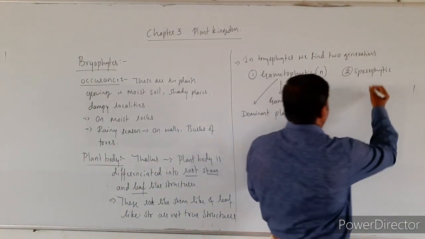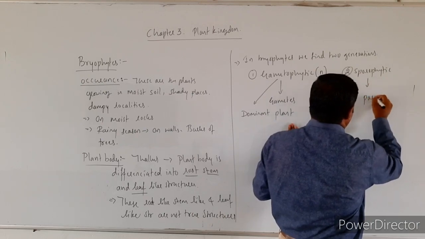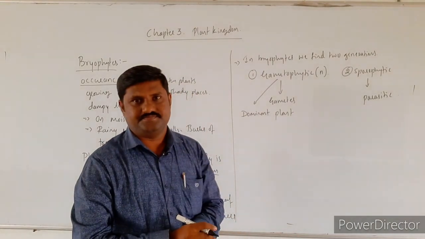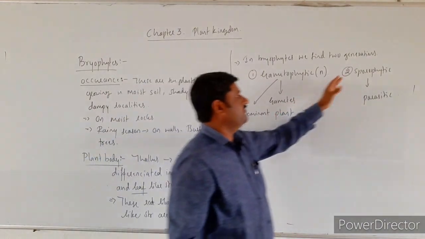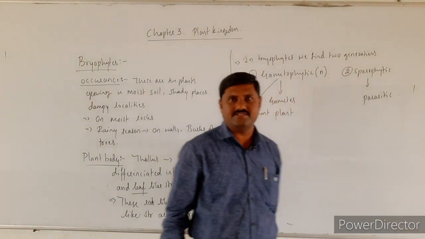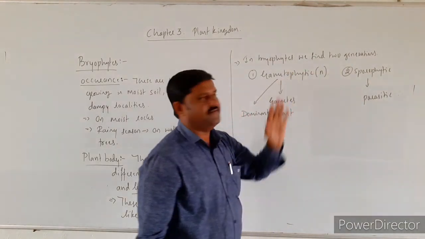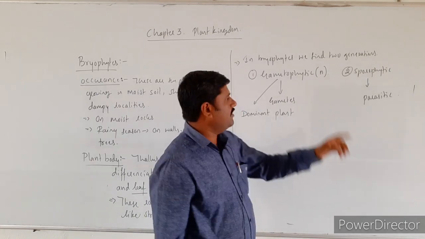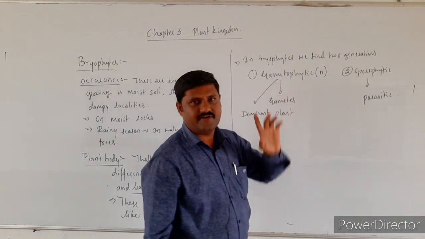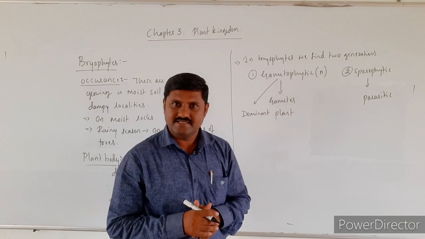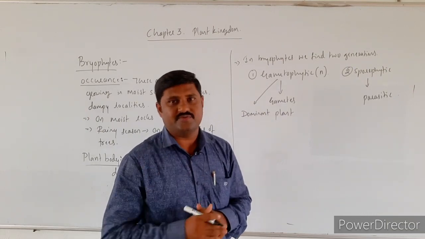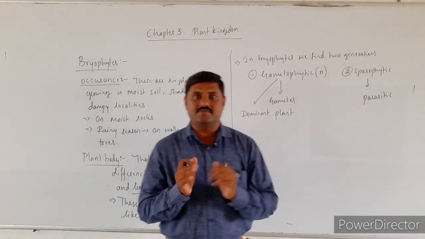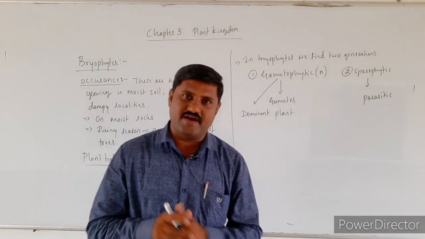And already in the last video I have clarified that the gametophytic plant is the dominant, independent, photosynthetic plant itself, and the sporophyte is parasitic in nature, right? So the sporophytic plant is parasitic in nature. It depends on the gametophyte for its nutrition. Nourishment is absorbed from this gametophytic plant only, right? So this is a very important point to be noted. So here we are going to describe the plant body of the gametophyte.